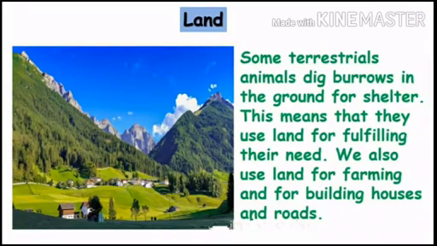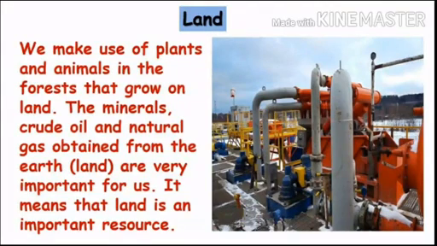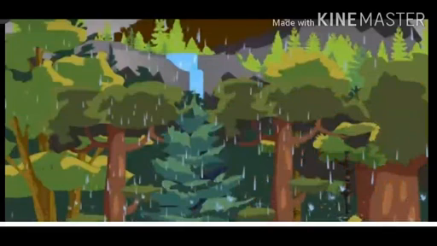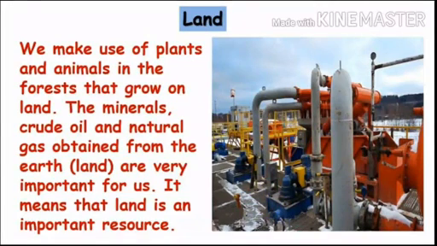for human beings. Another use of land is that we make use of plants and animals in the forest that grow on the land. Minerals like crude oil and natural gas are obtained from the earth, from the core of the earth, through the land. They are very important for us. It means that land is an important resource for human beings.